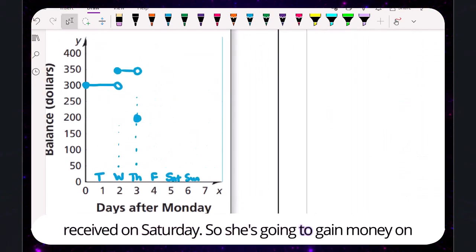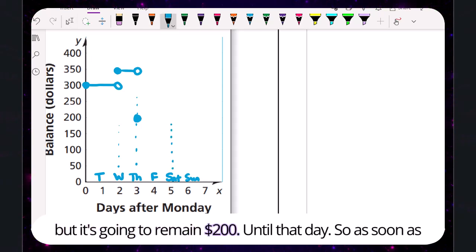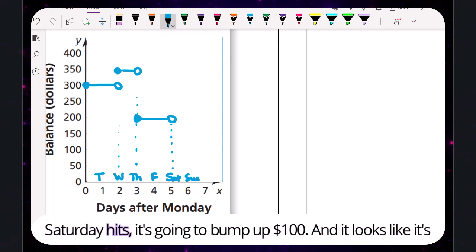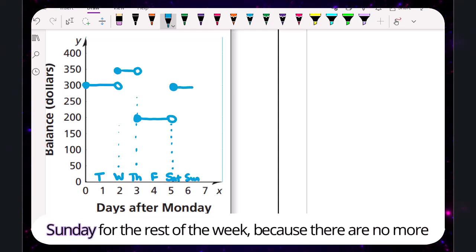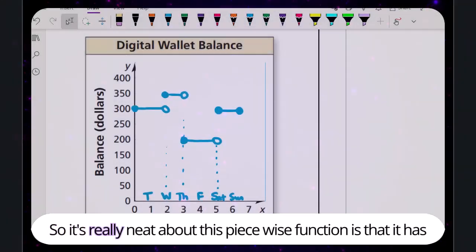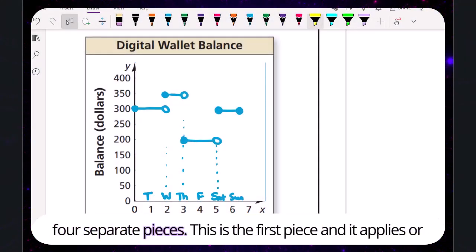So she's going to gain money on Saturday, but it's going to remain $200 until that day. So as soon as Saturday hits, it's going to bump up $100, and all of a sudden it's back at $300, and it's going to stay there until Sunday, for the rest of the week, because there are no more changes. So what's really neat about this piecewise function is that it has 4 separate pieces.